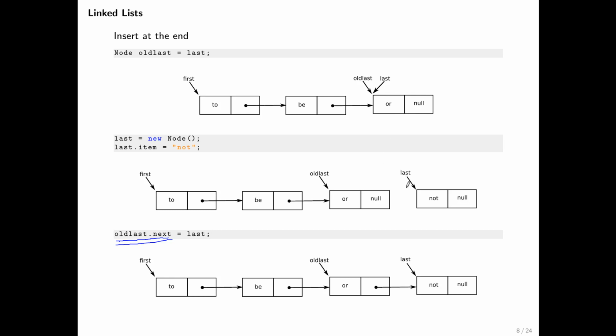Okay. So that establishes this link. So old last's next, which is this pointer, we're saying that is now equal to whatever last was pointing to, which is this node that was created from here, and that gives us this link. So what we end up with is this 4-node linked list. All right. Okay.